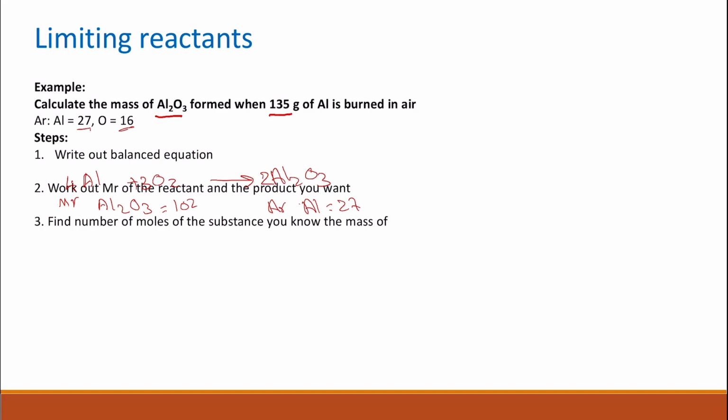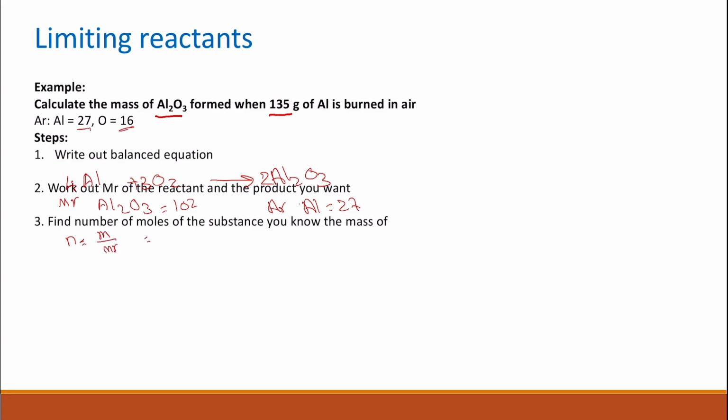So we want the number of moles of aluminum. We know the mass of aluminum that has reacted, and based on calculating the number of moles of aluminum, we can calculate the number of moles of aluminum oxide. So let's start off by finding the number of moles of aluminum. The number of moles n will equal m over Mr.